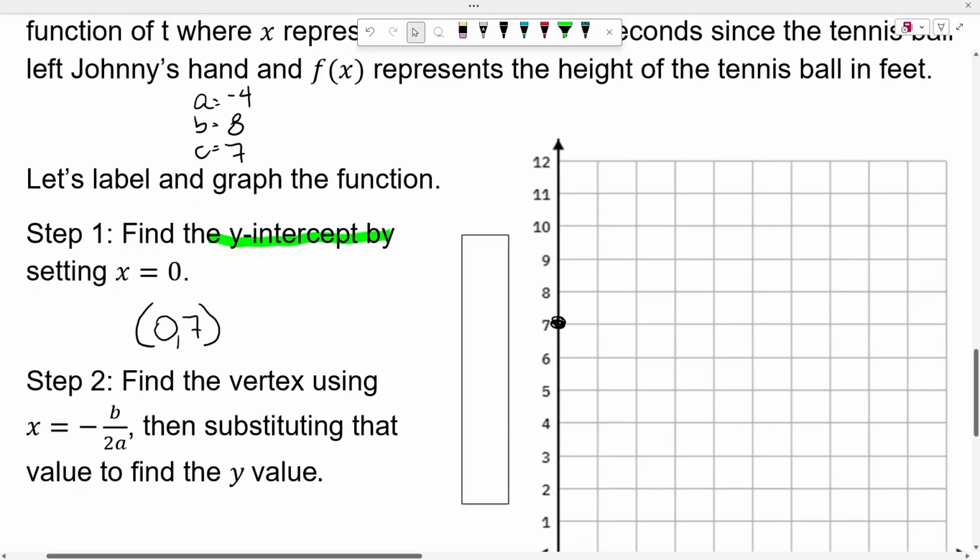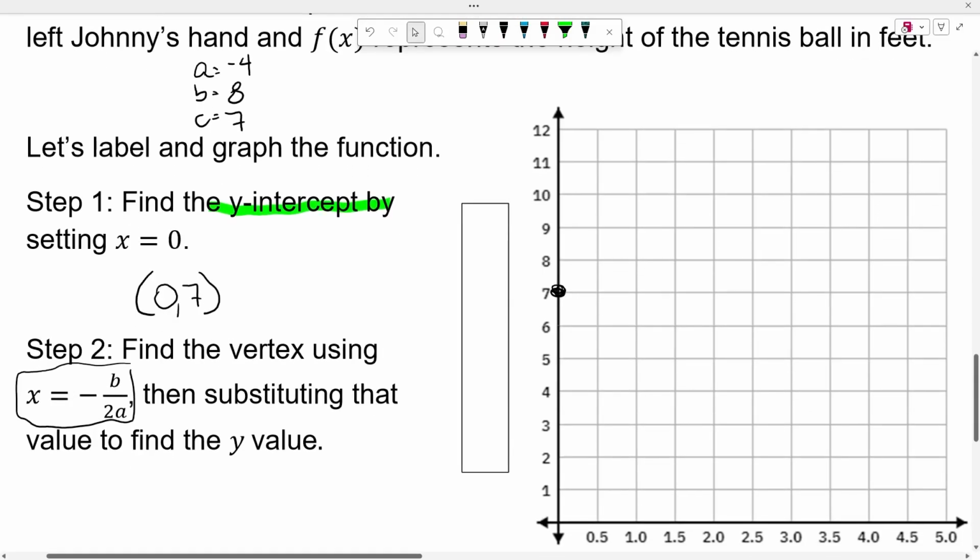Next, I want to find the vertex. To find the vertex, I'm going to use this equation right here that'll find my axis of symmetry. And then I can use that as the x value for my vertex. So x is equal to the opposite of b over 2a.